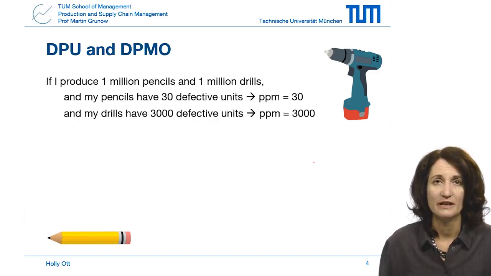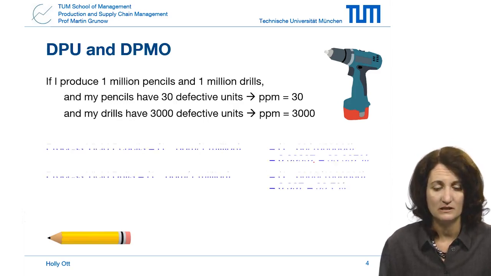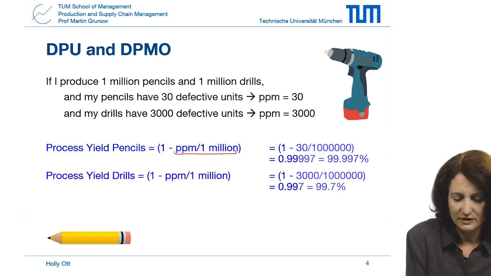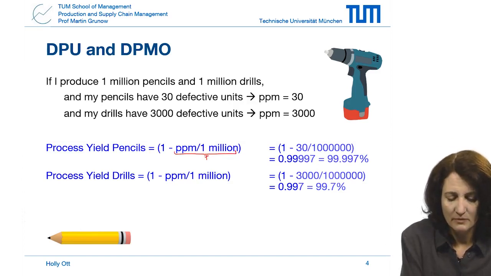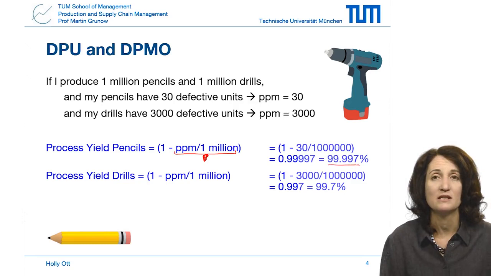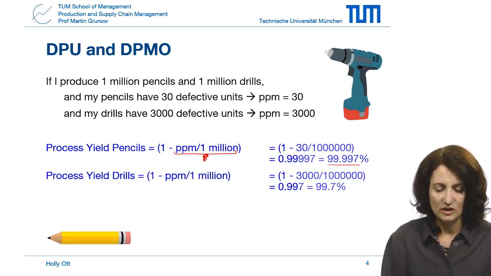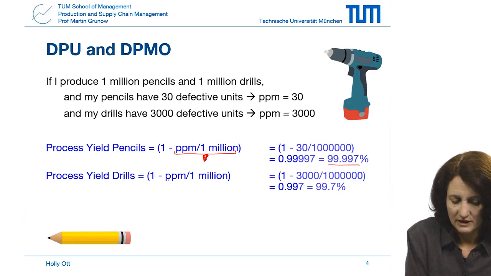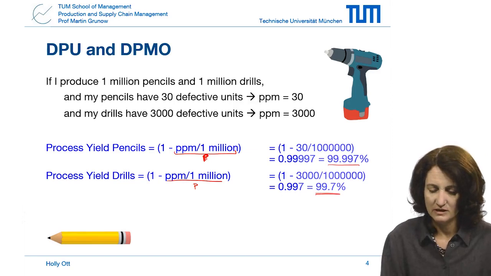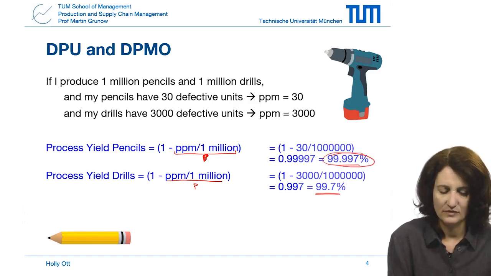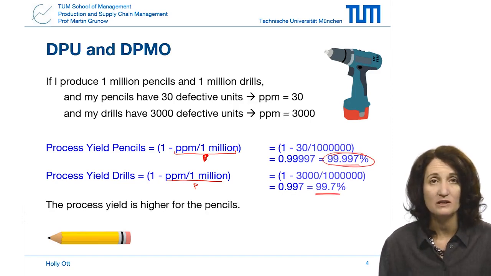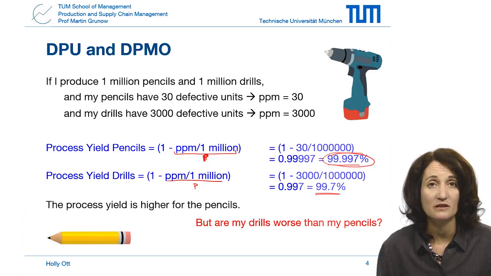So here I've written it again. Let's look at our yield. So for the pencils, we know that the parts per million divided by 1 million is going to be P. So the yield is 1 minus P, and we end up with 99.997% yield for our pencils. The drills, on the other hand, again, this is P, we end up with 99.7% yield. And so clearly, the yield for the pencils is higher, but are the drills worse than the pencils?